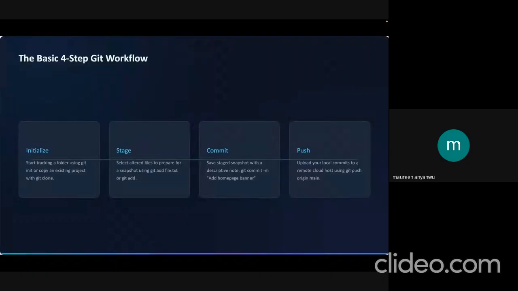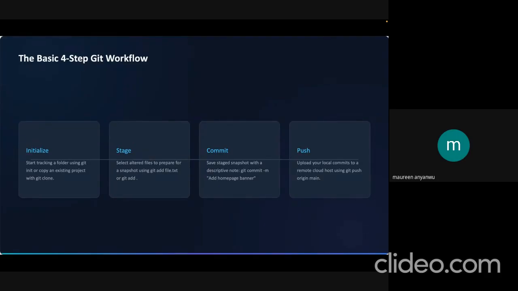Okay. So I think I've also mentioned this basic Git workflow. You initialize Git in your folder, introducing Git as a version control system to track the changes you're going to be making in this folder. Then the next thing is to stage. After you've made changes to files and have something tangible, you stage. That means you select altered or changed files to prepare for a snapshot using git add and then the file name, or git add dot.